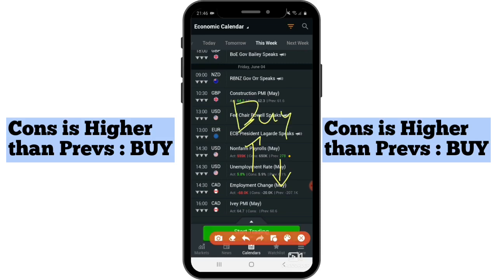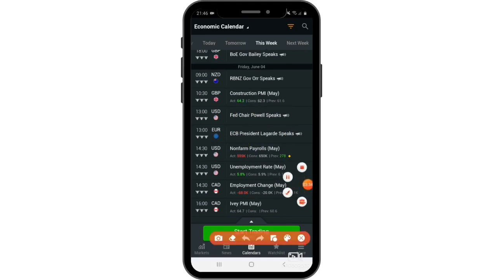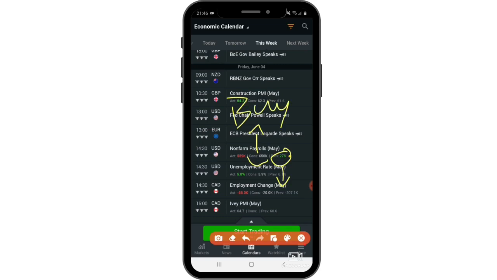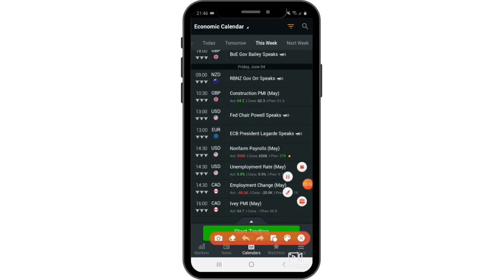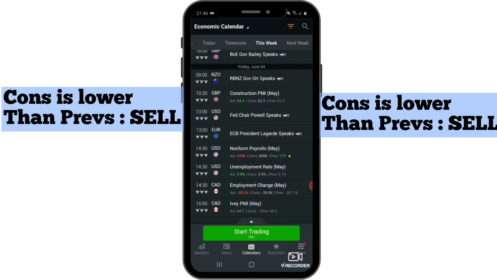I'll try to write that neatly on the screen as I'm editing. Let me say it again. If your consensus is higher than your previous, so your previous is lower, that means Nasdaq is going to be buying. And the opposite of that: if your consensus is lower and your previous is higher, that means Nasdaq is going to be selling.